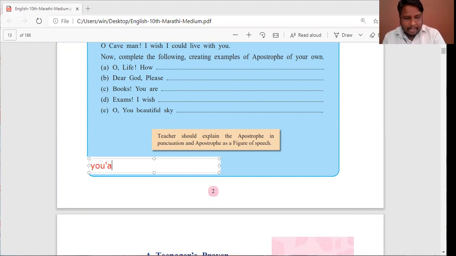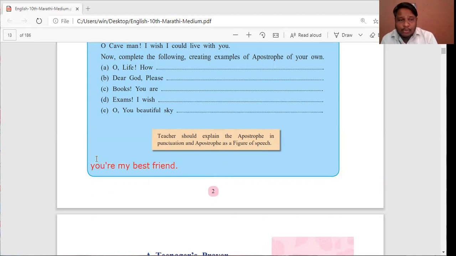You, then are. Between you and re, a small line is used and we call it the apostrophe. You're my best friend. This way you can use the apostrophe. This is the apostrophe which we have used to show the short form of subject and auxiliary verb. If you want to show possessiveness, then how will we use it?